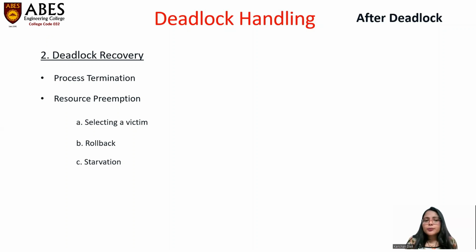What is about the resource preemption? Resource preemption could be done with the help of selecting a victim. Either we can select one resource, or we can roll back. Roll back means if we have just approved any request on the resource, so we can have rollback. Okay. Now, what is starvation? Starvation means if there is any one process that is starving for the resource, so we can have the resource preemption for it.